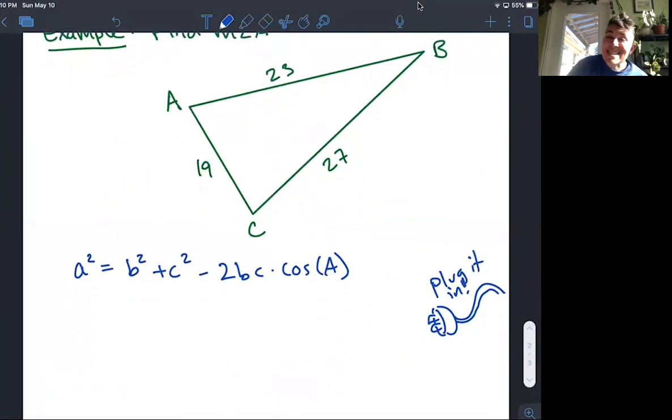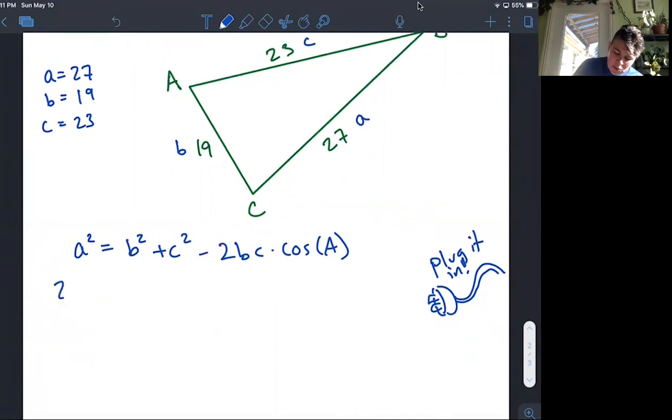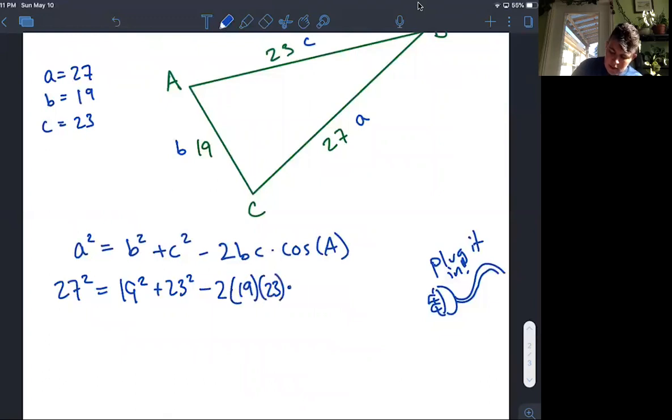So I'm going to go ahead and label my sides real quick. This is side A, this is side B, this is side C. I'm going to write that down up here. A is 27, B is 19, C is 23. Not drawn to scale, by the way. Sorry about that. Okay, so let's plug in the stuff we know. 27 squared equals 19 squared plus 23 squared minus 2 times 19 times 23 times the cosine of angle A, unknown.